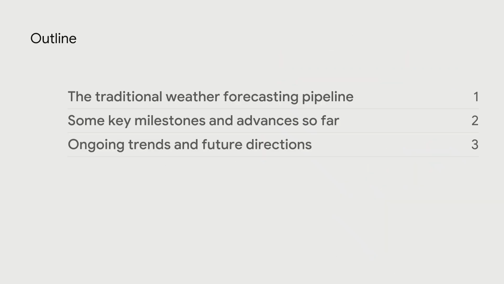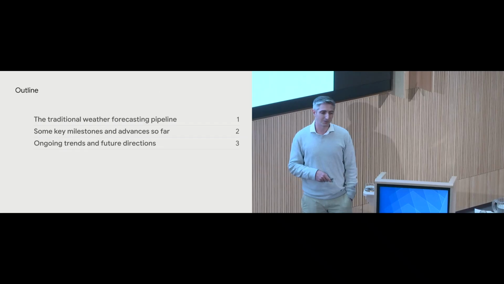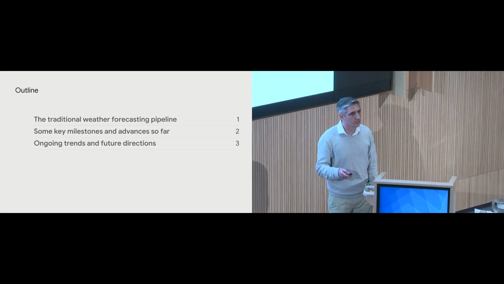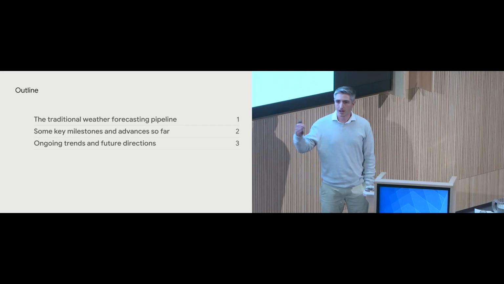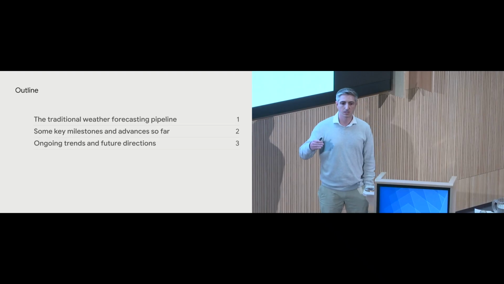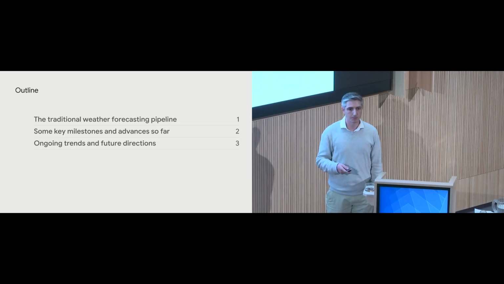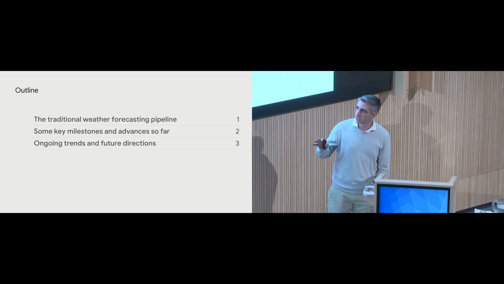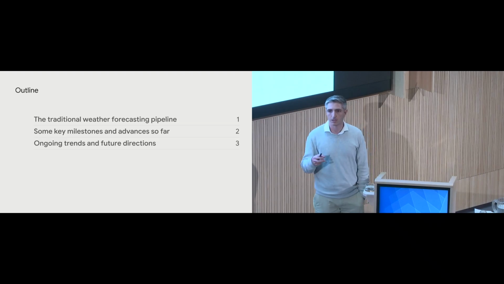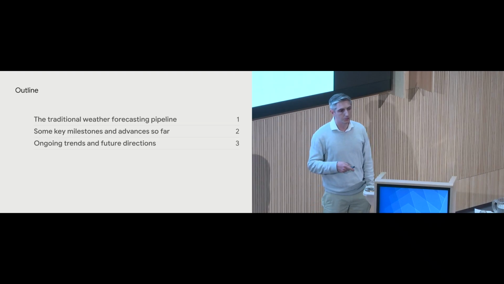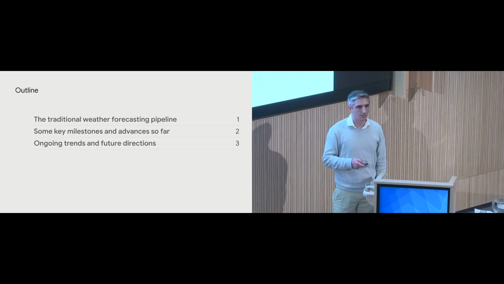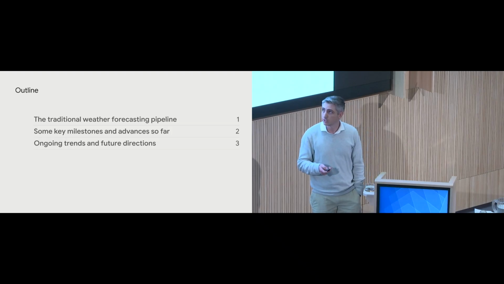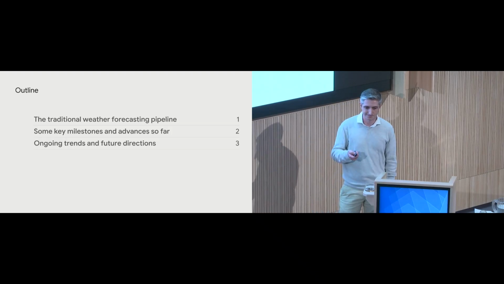And so what I'm going to do for the rest of the talk is, firstly, give a high-level overview of the traditional classical weather forecasting pipeline, just so we're all on the same page. Then I'm going to take a very high-level walk through some of the key milestones and advances that we've made in medium-range prediction so far. And towards the end, I'll try and tie together some of the ongoing trends and future directions that we should look out for and are likely to see going forward.